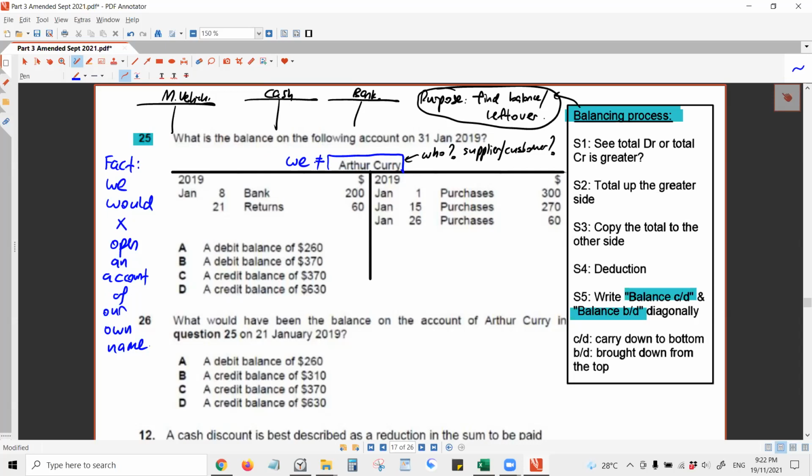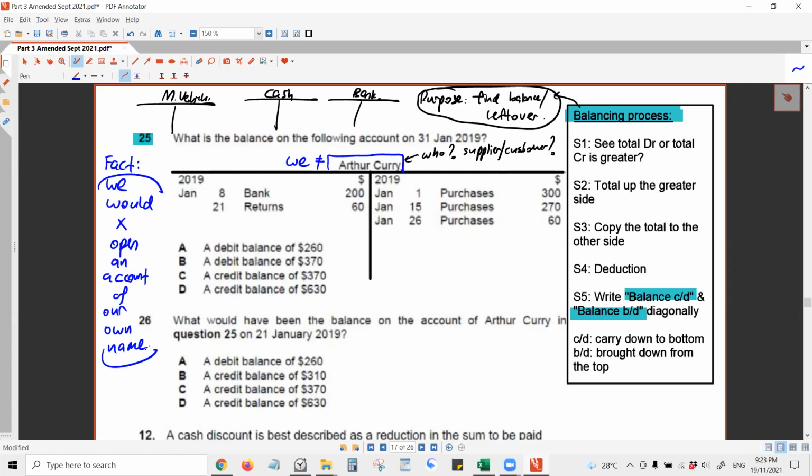Why would we not open an account of our own name? Let's say Jason runs a business. Would Jason open a Jason's account? No. Because it's not logical. It's not logical for you to open your own account to show how much you owe yourself money. Does it sound logical? No, right? Therefore, that's the first thing you have to know. We would never open an account of our own name. Okay, therefore, we are not Atakari.